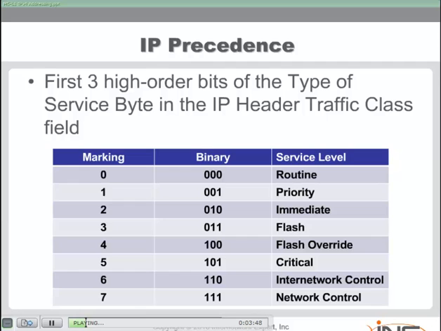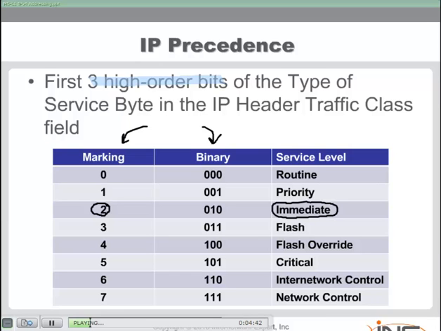Now, one of the things I really want you to know about is this type of service field and the options that we have in the type of service field for marking your traffic for quality of service purposes. We remember that the first three high order bits, so the first three bits from the left moving to the right, of that type of service byte can be used to mark what is called IP precedence. This gives us marking values in binary of these combinations, and this translates in decimal to this first column I have here called marking. So if we are marked 010, this gives us a marking of 2, and this goes by the name immediate.